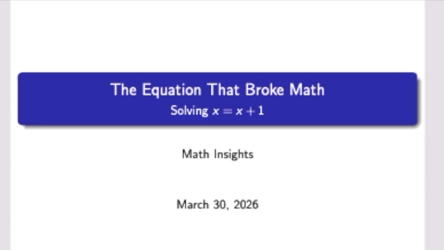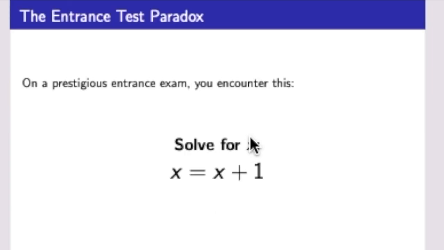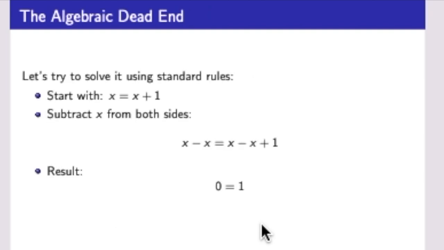Imagine you are sitting in a high stakes entrance exam. You flip the page and you see this: x is equal to x plus 1. At first glance, it looks like a typo. Your brain immediately says, that's impossible. But in the world of competitive testing, things are rarely what they seem. Is this a trick, a mistake, or a test of how you define equals?